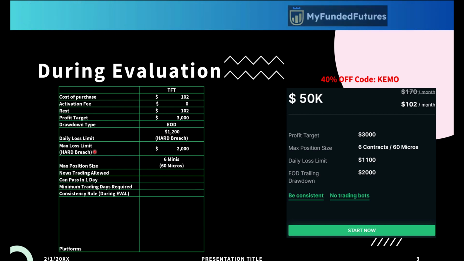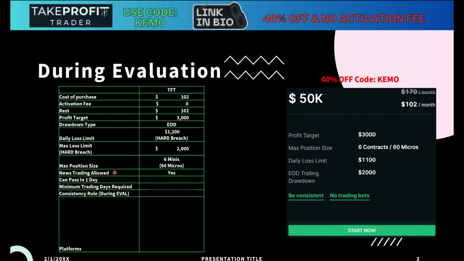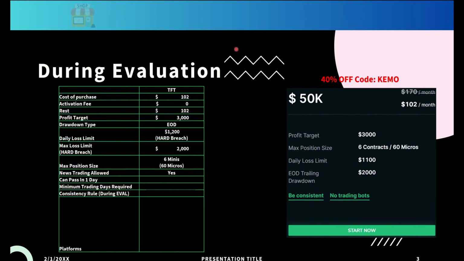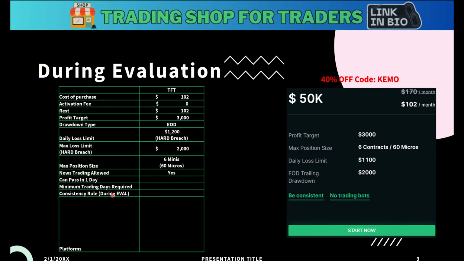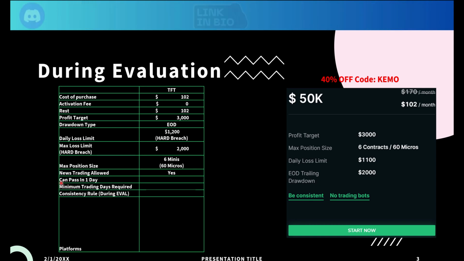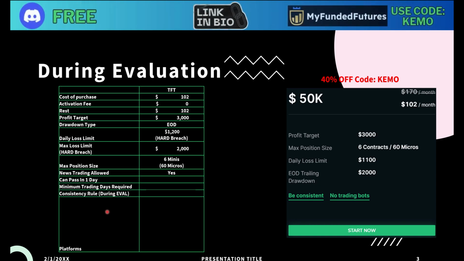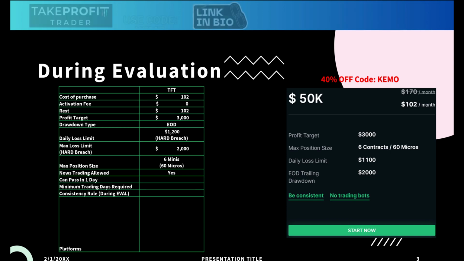Are you allowed to trade during news? And the answer is yes, during the evaluation phase. Make sure it's during the evaluation phase. Now, can you pass that evaluation all in one day and make all the profit in one day?